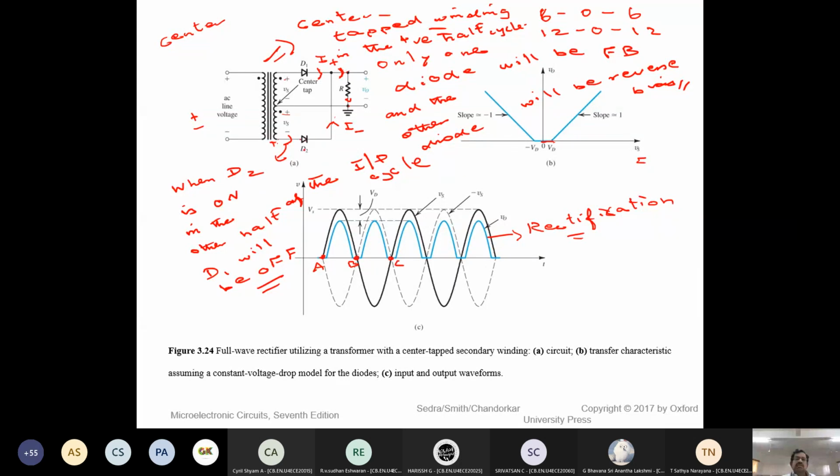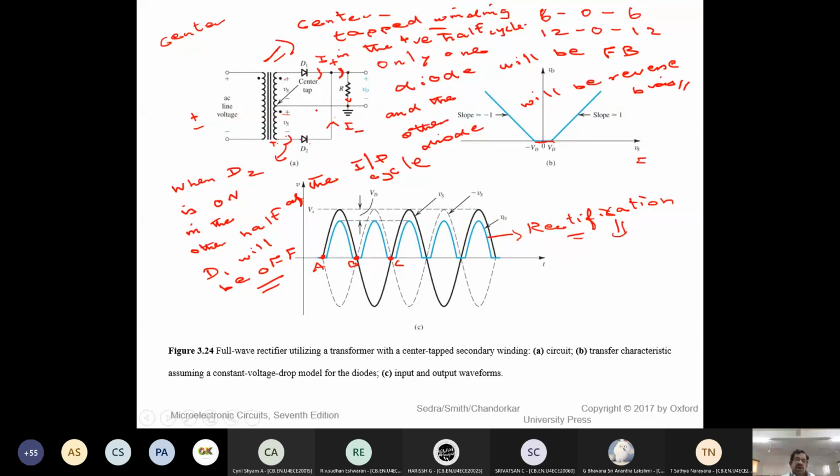Now, similarly, when D2 is on in the other half of the cycle, the output across R will be Vs minus Vd, because this terminal has now acquired positive. Therefore, you look here, it is not coming here, it is in the second quadrant. The reason is that it is unipolar. Even though we got pulsating output, the important thing is that the current flows through the resistor only along one certain direction. That is the process of rectification.